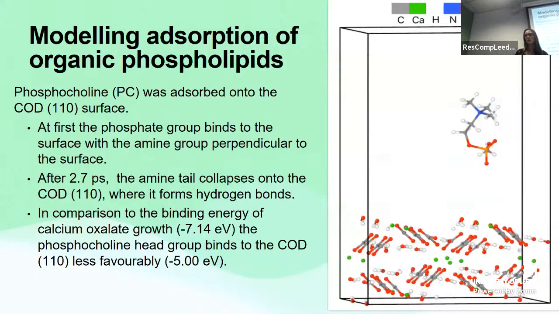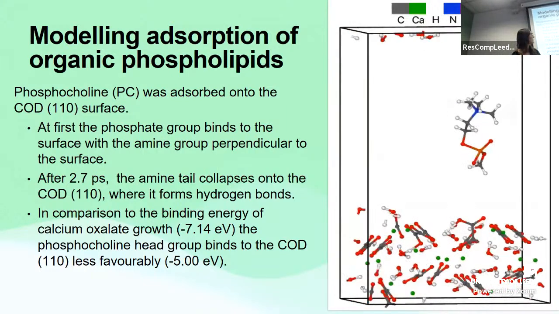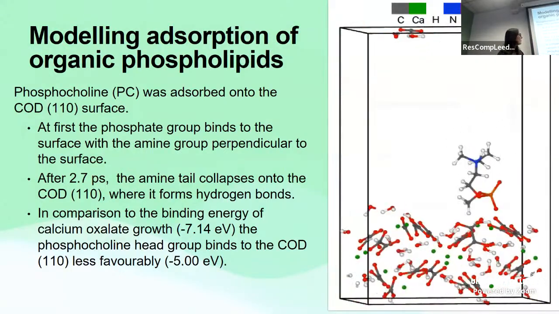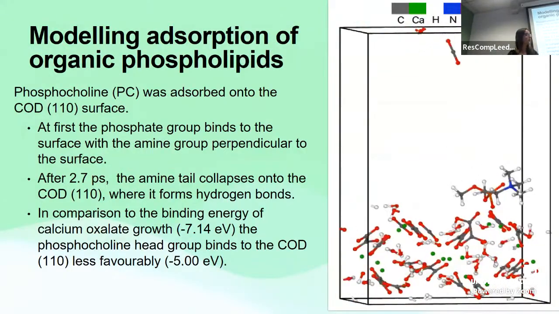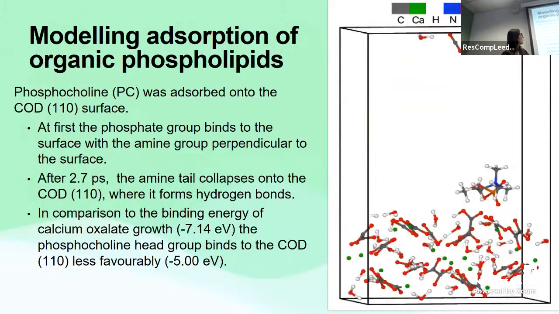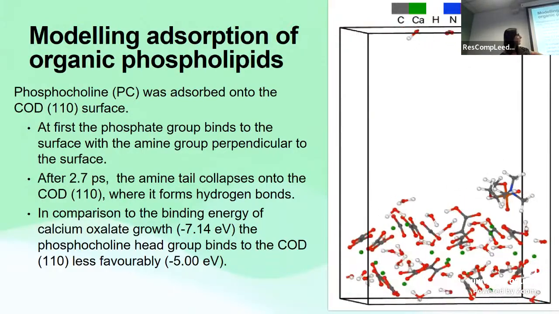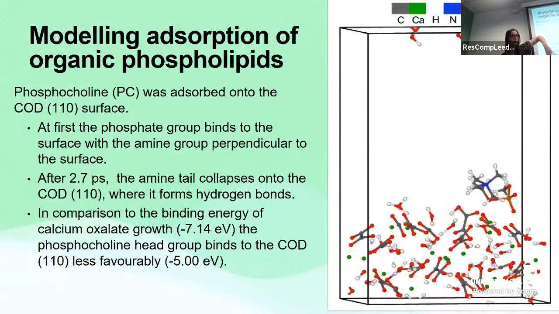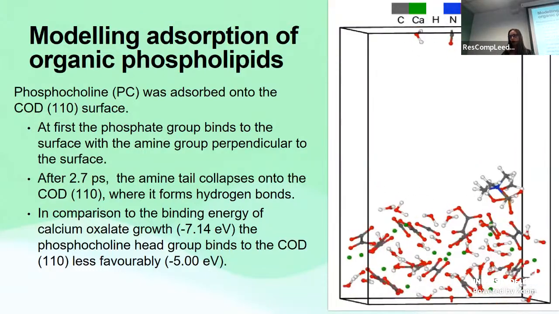We began to look at the phospholipid phosphocholine, because phosphocholine is seen at elevated levels in stone sufferers' urine over healthy patients' urine. So what we did is we absorbed this onto the surface using ab initio molecular dynamics. And what we saw was that at first the phospholipid head group bound to the surface like this, and then it collapses onto the surface.